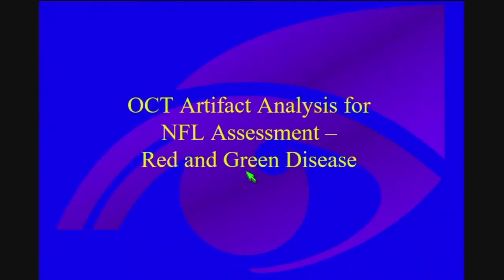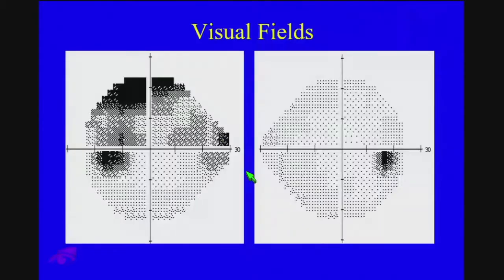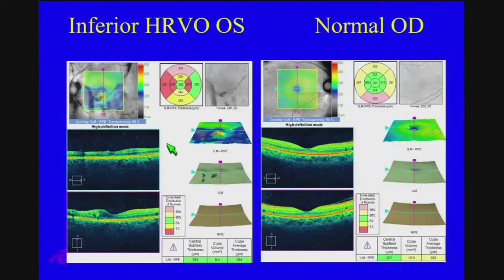So let me give you another example looking at red and green disease together. So here's a patient, could be a lid artifact, could be a superior hemifield loss, looks like it's normal in the left eye, the right eye. But in the left eye, turns out this patient has a hemiretinal vein occlusion. You can see the macular edema, you can see the loss of the nerve here, of the vessels here, the nerve fiber layer here, relatively normal contour.